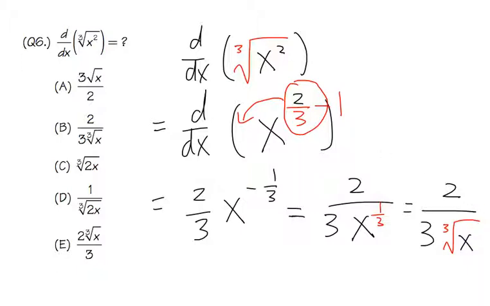And notice, which one is our answer choice? 2 over 3 cube root of x. It's answer choice B right here. That's all we need to do.